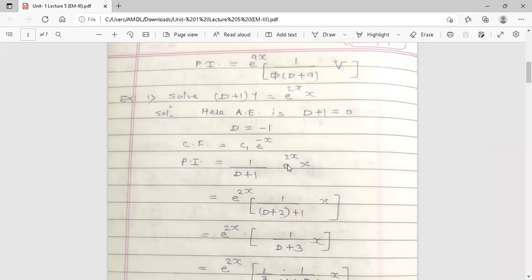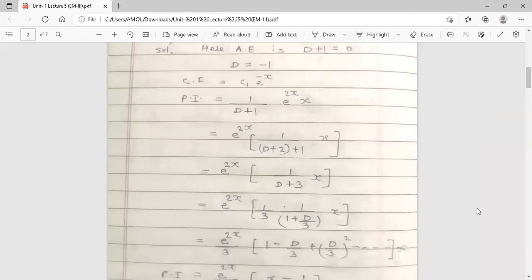Now this is case 5, the e raised to ax into v case. So the function v is the linear function x. Using the formula, you solve for the exponential function first. That means you replace the term D by D plus a. The value of a here is 2, the coefficient of the exponential function. So you replace D by D plus 2 in phi of D. Phi of D here is D plus 1.